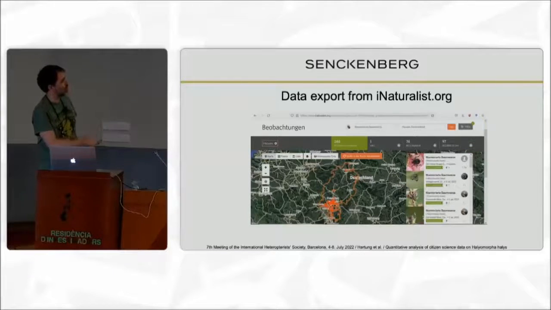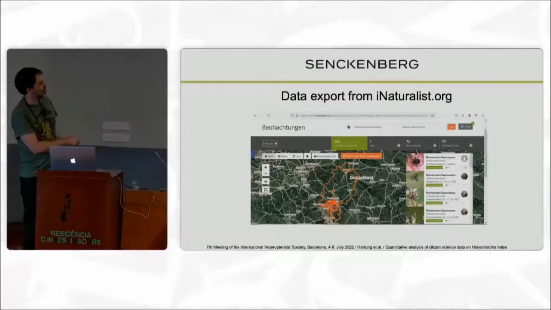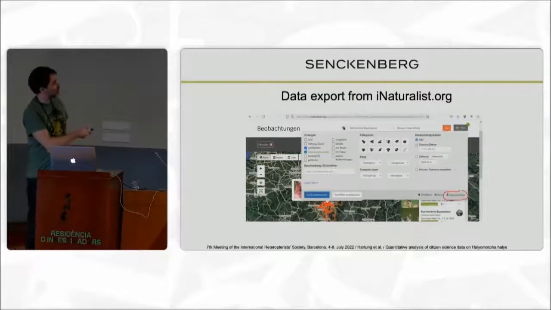So this is the surface of the normal website of iNaturalist. Here we have the state of Hesse. Here is Frankfurt. And here are the records, the examples of them. And here you go to filter. Then you get this one here.